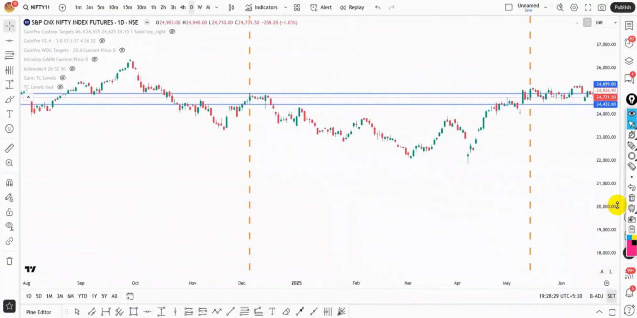So there was no breach up, right? There was nothing which closed above this. Nothing closed. Now it closed below this. Take a trade.